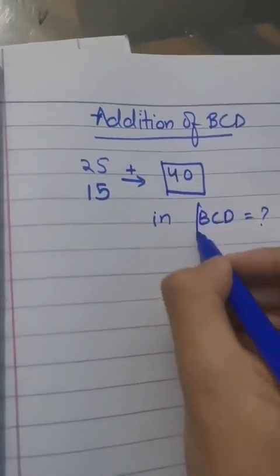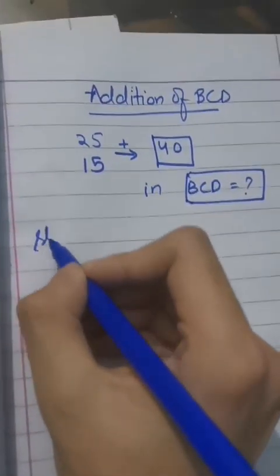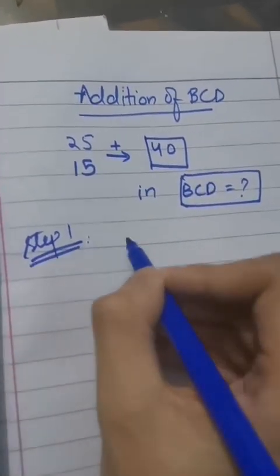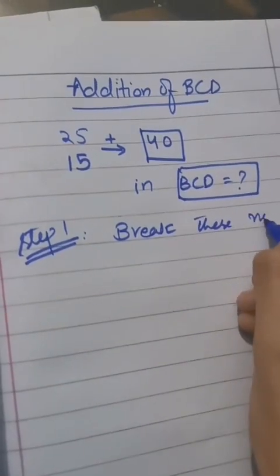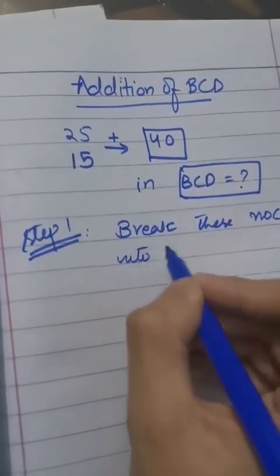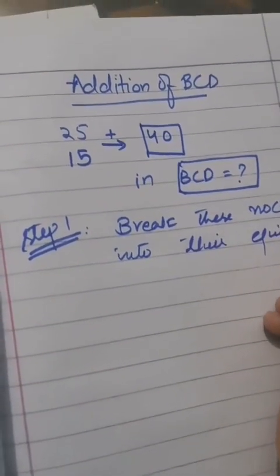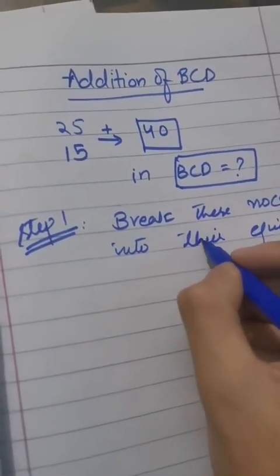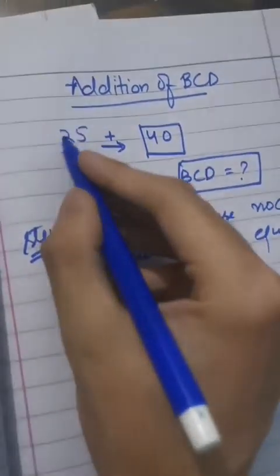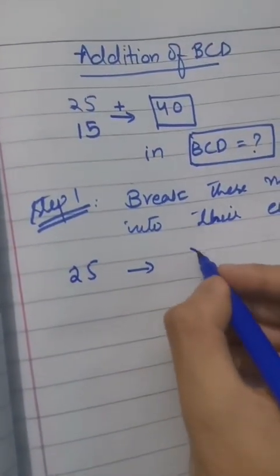Now how are we going to represent this in BCD, like how the BCD thing will understand this? For 25 and 15, the very first step, step number one, is to break these numbers into their equivalents, or if I say, break these numbers into one part.